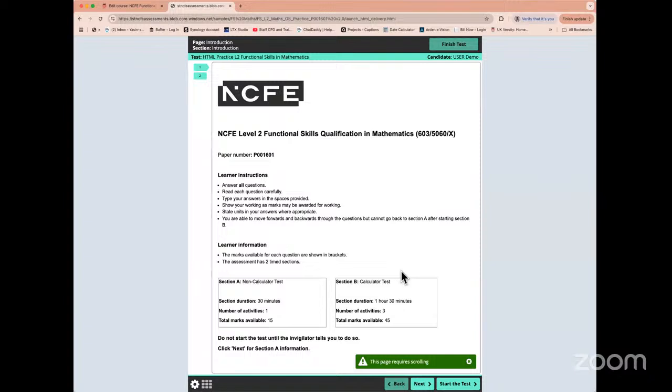It's a 2-hour exam. It has 2 parts to the exam. The first part is a non-calculator exam wherein calculator is not allowed, and this will be 30 minutes. You cannot go back to this section once you start this. And once you have completed, you can then only start the section B.